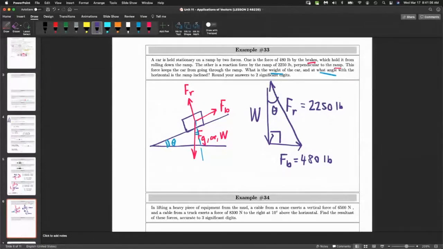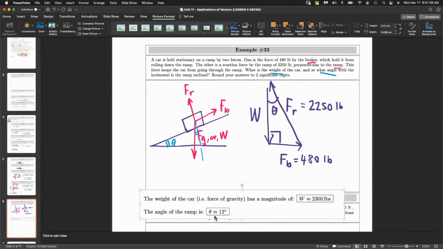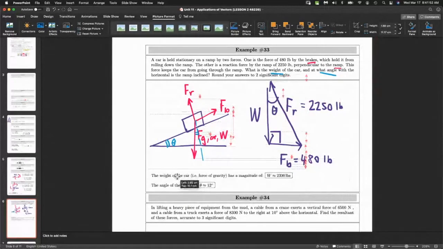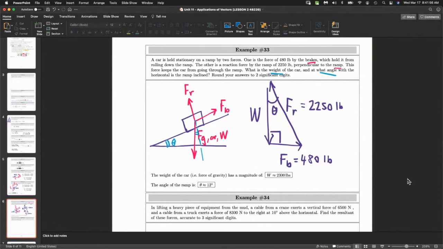For the sake of time though, I know that you can do Pythagorean theorem and SOHCAHTOA or whatever you want to use to solve this question, because all you need is SOHCAHTOA and Pythagorean theorem there. I'm just going to state the two answers, and you can check these later on your own. So there's the weight, and there's the angle of the ramp. Two significant digits of accuracy.